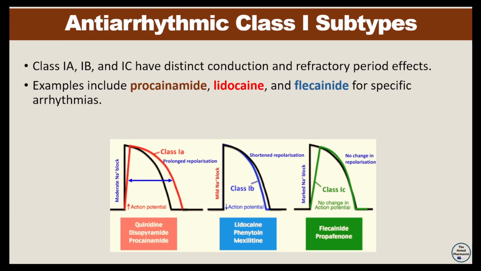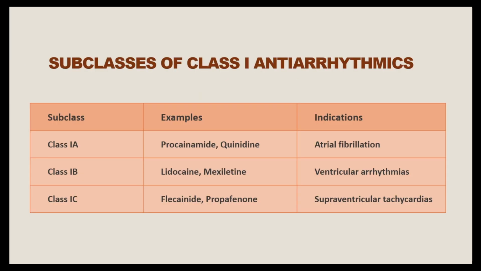The table presented here presents these subclasses with their specific indications. Procainamide and quinidine, the Class 1A agents, are used for atrial fibrillation. Lidocaine and mexiletine, Class 1B agents, are used for ventricular arrhythmias. Flecainide and propafenone, Class 1C agents, are used for supraventricular tachycardias. These are some of the indications of Class 1 agents.